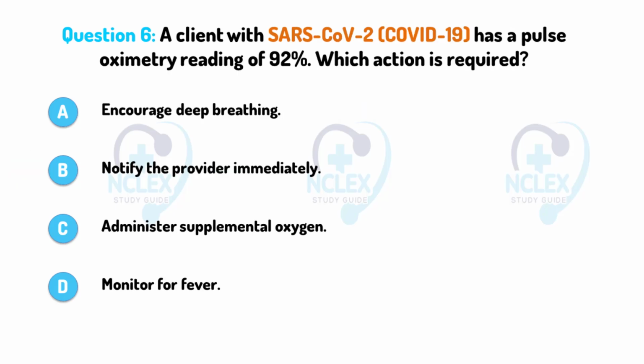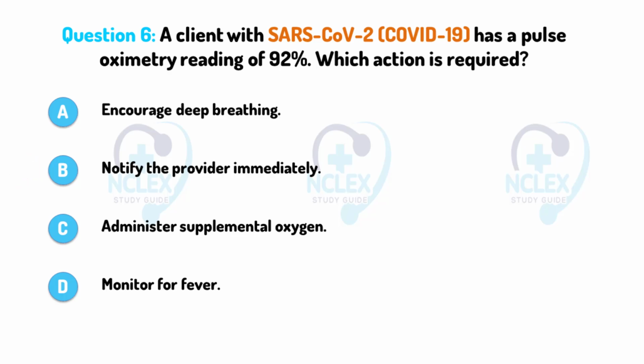Question 6. A client with SARS-CoV-2, COVID-19, has a pulse oximetry reading of 92%. Which action is required? A. Encourage deep breathing. B. Notify the provider immediately. C. Administer supplemental oxygen. D. Monitor for fever.